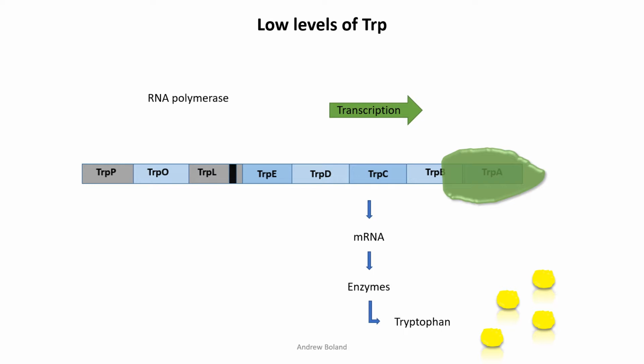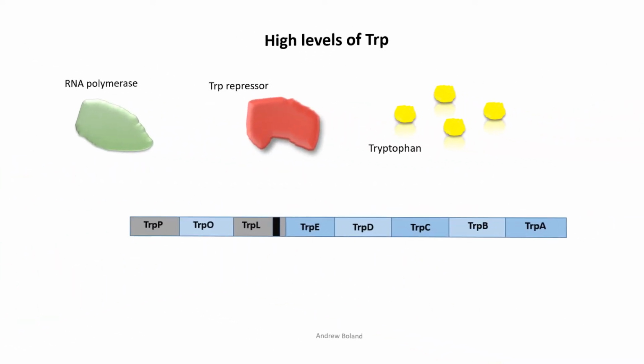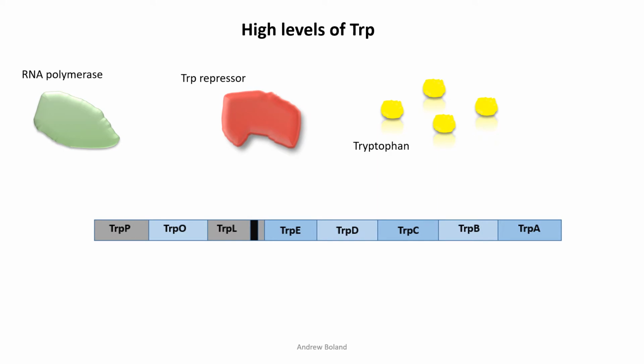It can also be noted that the repressor protein is still present but inactive when there are low levels of TRP. It is only used in a high TRP environment. When there are high levels of TRP, the molecule binds to the TRP repressor. When tryptophan is around, it attaches to the repressor molecule and changes its shape, so it becomes active.